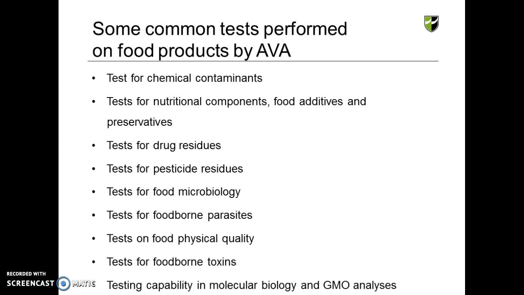Some common tests performed on food products by AVA: tests for chemical contaminants, tests for nutritional components, food additives and preservatives, tests for drug residues, tests for pesticide residues, tests for food microbiology, tests for foodborne parasites, tests on food physical quality, tests for foodborne toxins, testing capability in molecular biology and GMO analyses.